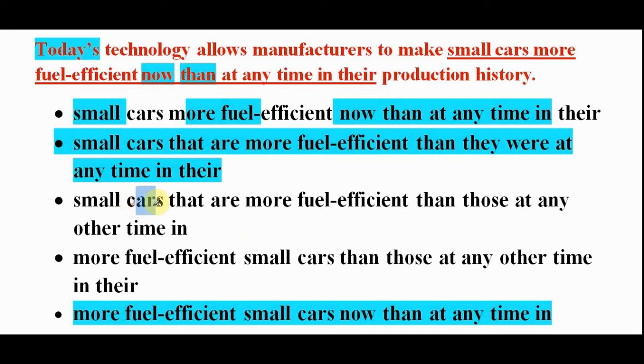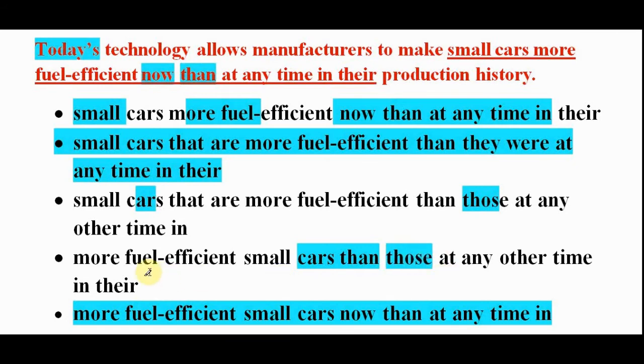C says make small cars that are more fuel efficient than those at any other time. It means cars' fuel efficiency in present and cars' fuel efficiency in past. So this is the right comparison because it is talking about fuel efficiency in present and past. Option D says more fuel efficient small cars than those at any other time in their production history. Same problem: it says make more fuel efficient small cars than those, meaning the number of cars has increased, not fuel efficiency has increased.